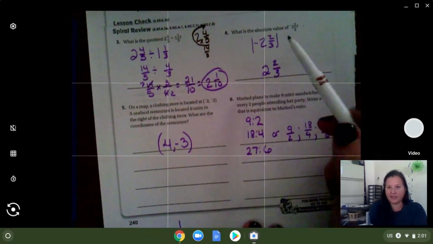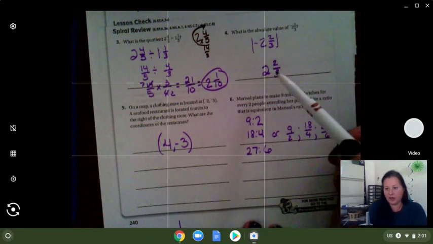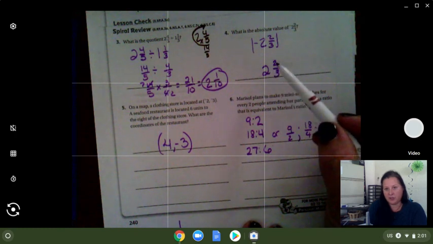Absolute value of a number is always how far it is from 0, so it's always positive, so it's going to be 2 2/3.